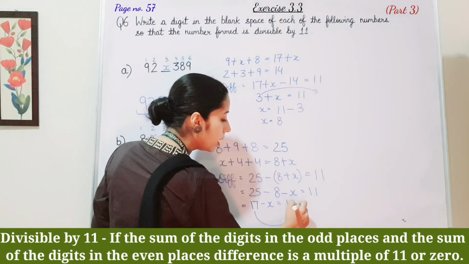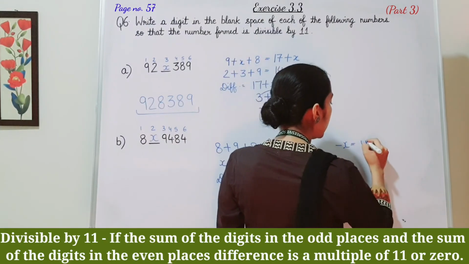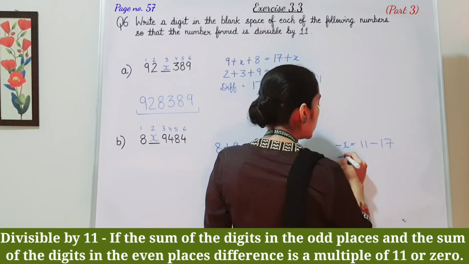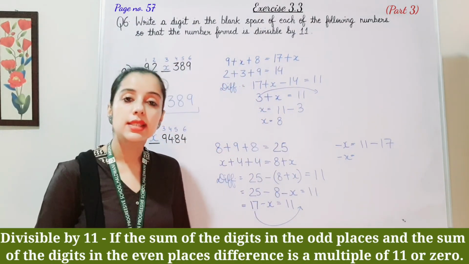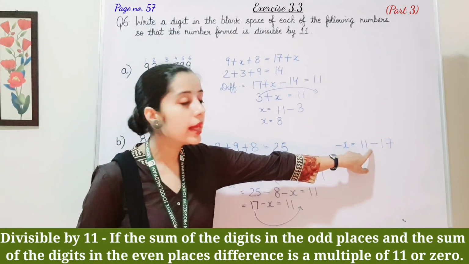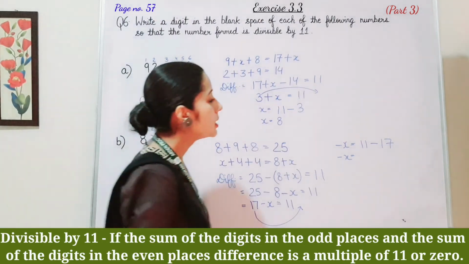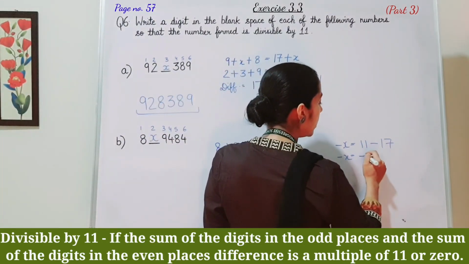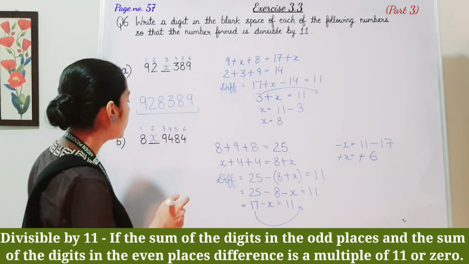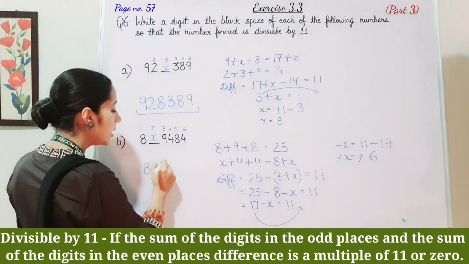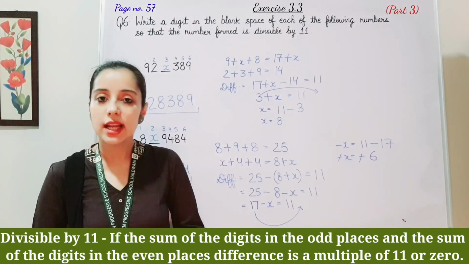So now this 17 will go towards the right. So right here minus x is equal to 11 minus 17. If you are subtracting a greater number from a smaller number, the sign will be minus. The number with the minus sign is the greater number, so the answer will be in minus. So it will be 17 minus 11, 6. So minus minus cancel, the value of x is 6. Write the answer 869484. If you check, it will be divisible by 11.